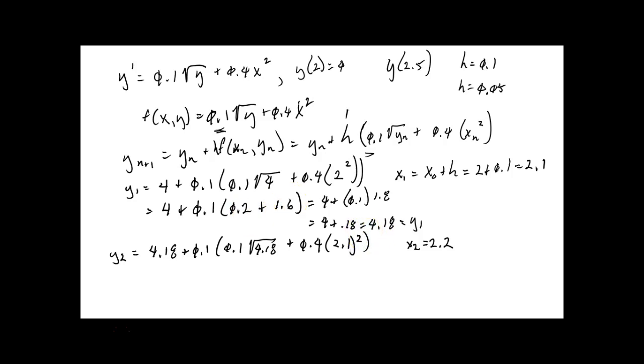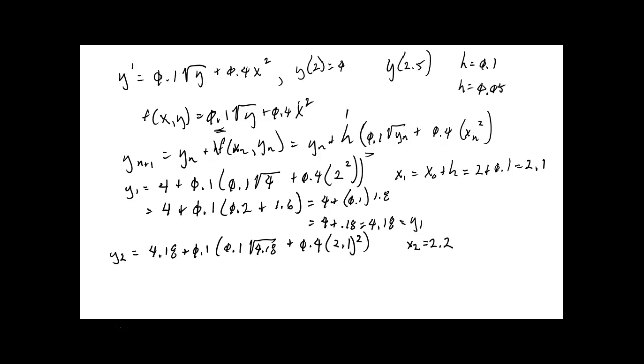Okay, I do need another parenthesis there. So then your Y2, your second approximation, is going to be Y1, which is 4.18, plus 0.1, that's your step size, H, times 0.1, that was in your original. Yeah, so that's where that was coming from. Times the square root of not y, but y1 now. That's your 4.18 again. Plus 0.4 times not x anymore, but x1, which is 2.1 squared.